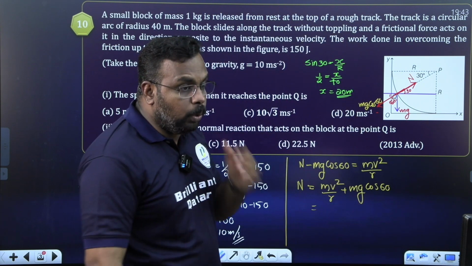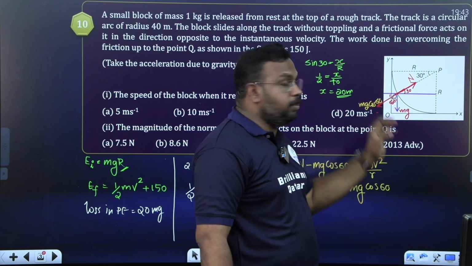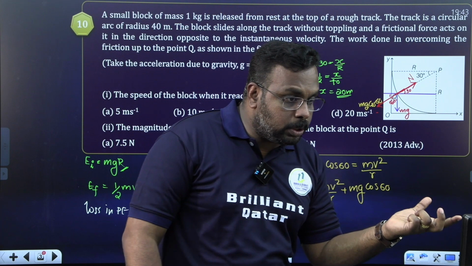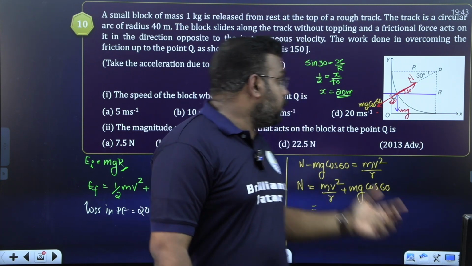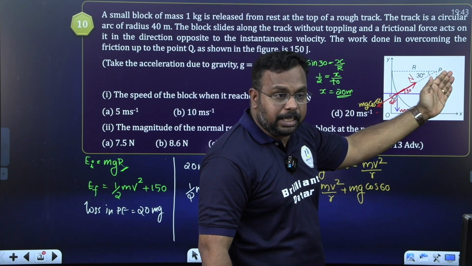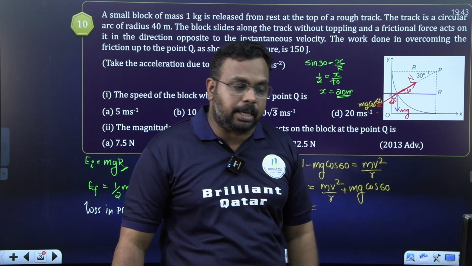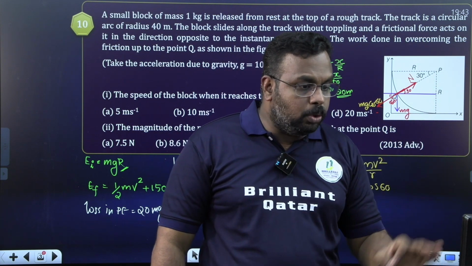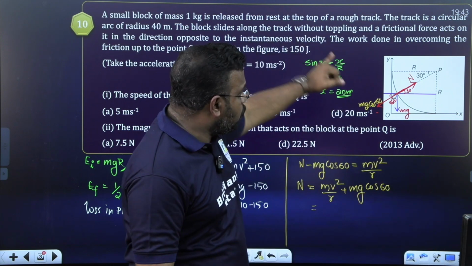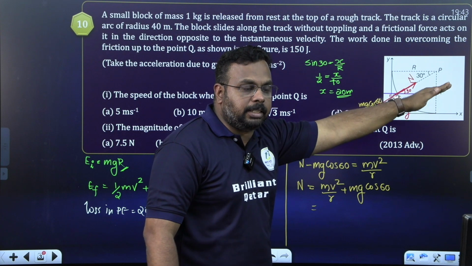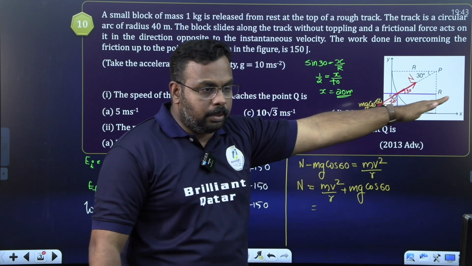All of you substitute and tell me the answer. If N and mg cos 60 are equal, then what is the net force? It will be 0. That means there is no net force acting towards the center. If no net force is acting towards the center, the body cannot move in a circular track. Here it has to go in a circular track, so it needs a centripetal force, and some net force should be acting towards the center.